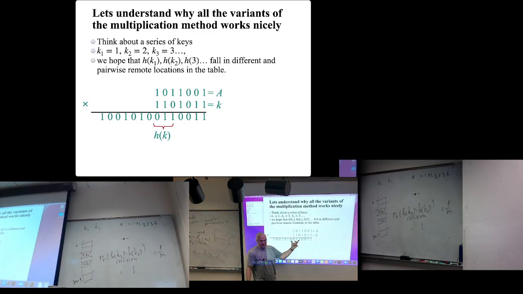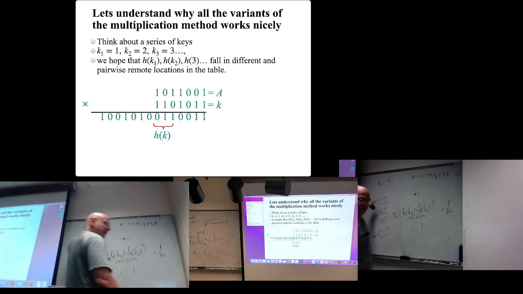what do I need when I'm done with the computation? I need an index on the table. I'll take A to be a long number. K is a long number. The multiplication in binary is a long number, but I only pick a few digits. How many digits do I pick? As many so that I have exactly an index of the table.